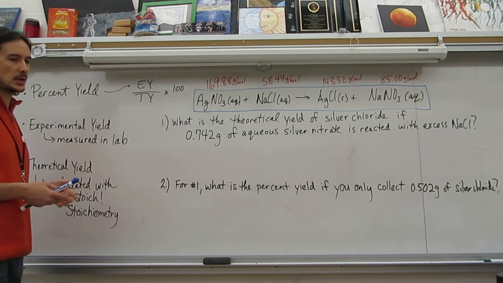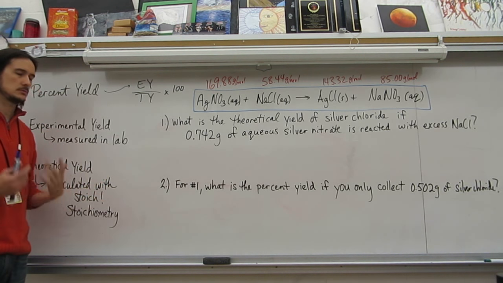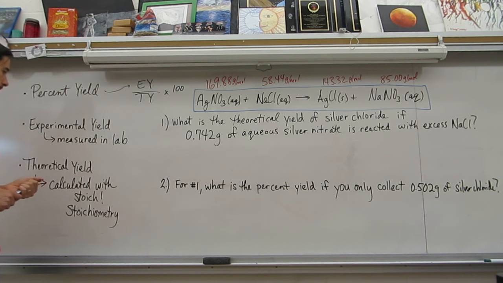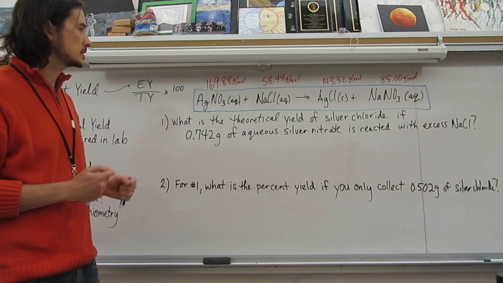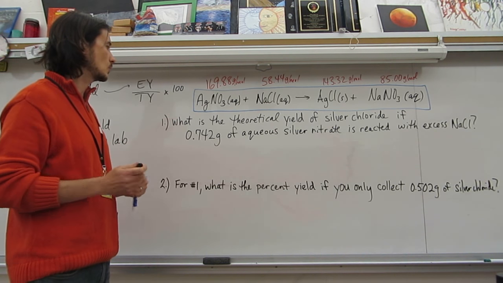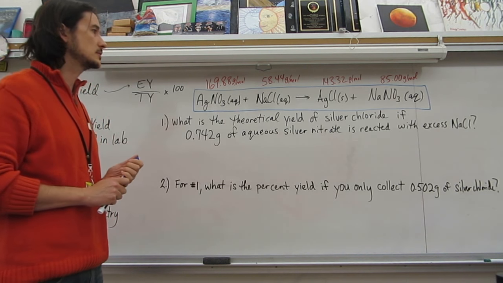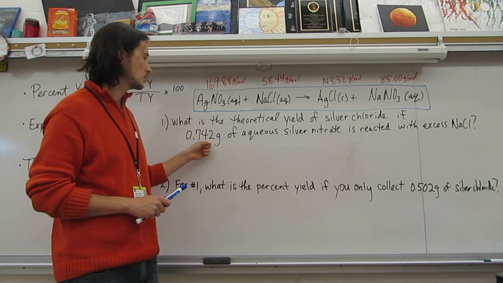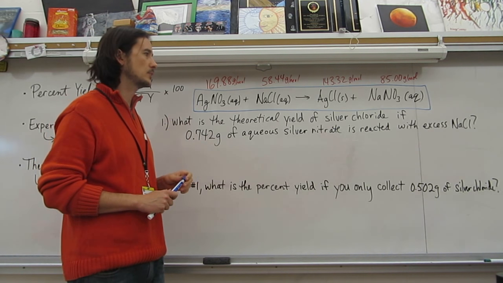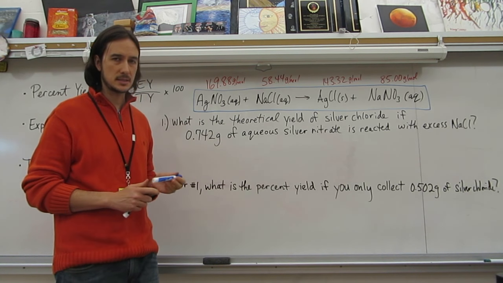If you're looking at some problem in a textbook, they might tell you, in lab you collect this much. Theoretical yield is calculated with stoich. For you noobs, that's stoichiometry. So this is the type of question we need to answer. What is the theoretical yield of silver chloride if 0.742 grams of aqueous silver nitrate is reacted with excess NaCl?